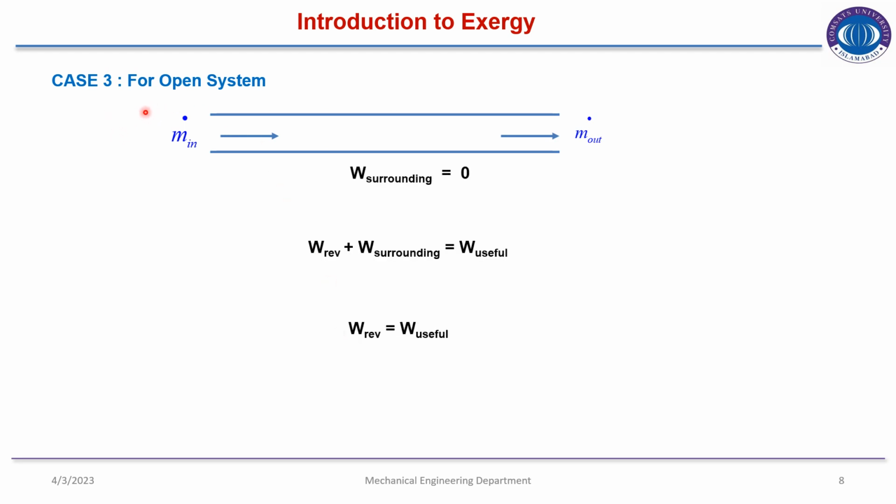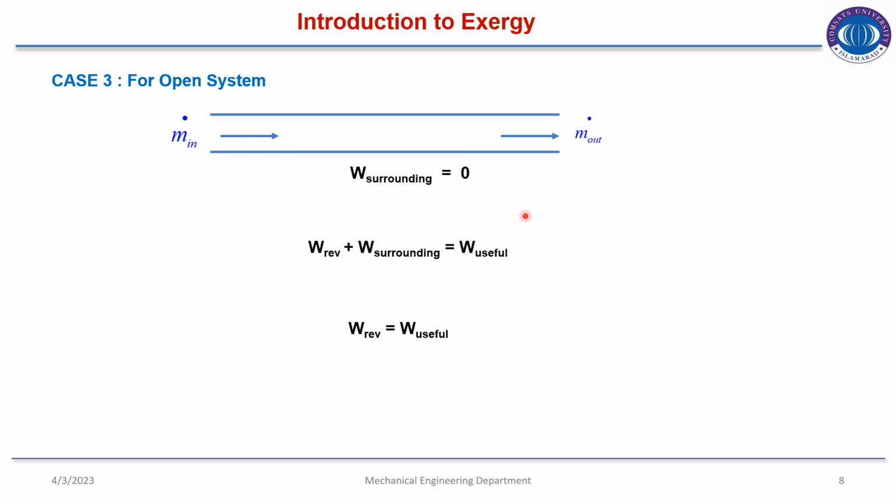Now case 3 is for an open system. In an open system, as you know, there is an energy interaction as well as a mass interaction. Open system means the fluid is moving, so mass is entering and leaving the system. A pipe schematic is shown, and a certain mass flow rate enters the pipe and the mass flow rate exits. W surrounding is zero this time, because these are rigid bodies and the mass is flowing inside the pipe.